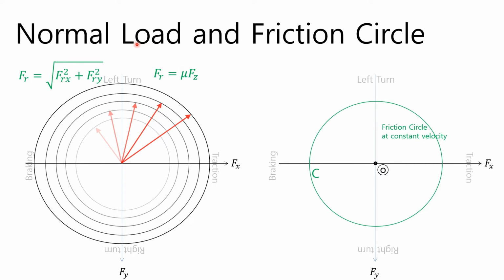Looking at the relationship between the normal load and the friction circle, since the friction force is the value obtained by multiplying the friction coefficient by the normal load, the larger the normal load, the larger the friction circle. Accordingly, even for the same tire, the size of the friction circle varies depending on the driving condition. For example, taking the right front wheel as an example, the driving state of straight driving at constant speed is 0, and the friction circle at this time is the green circle C.